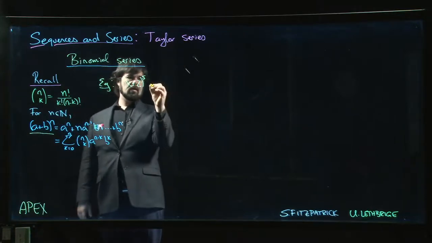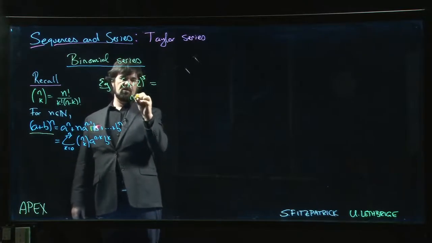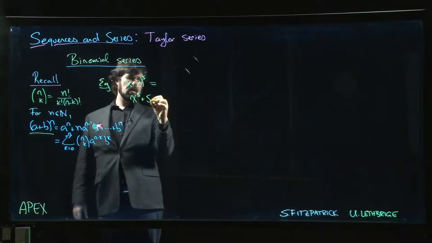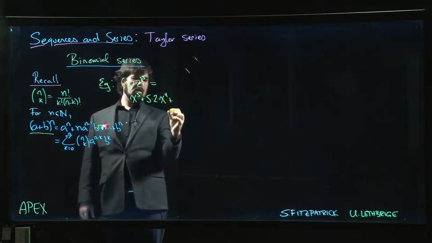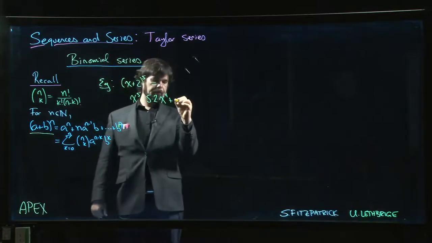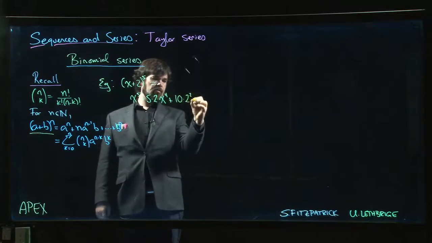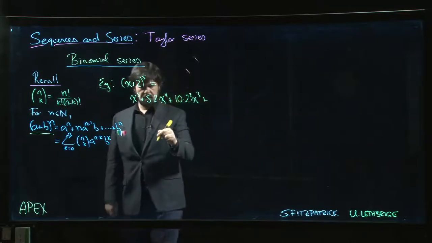It's much easier if you've learned the binomial formula, because then we know that this is just x to the 5 plus 5 times 2 times x to the 4 plus, it's going to be 10, 2 squared times x cubed. I might have that number wrong.